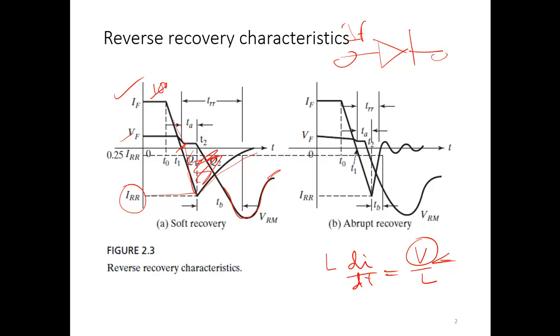It's the slope of the time. How large the reverse current gets depends on the slope and where it started from. These are the factors that the reverse recovery time depends on: where it started and the slope of the line. There are some equations in this book you can look through. This is just to know that reverse recovery time depends on where it started and how fast the current is falling.